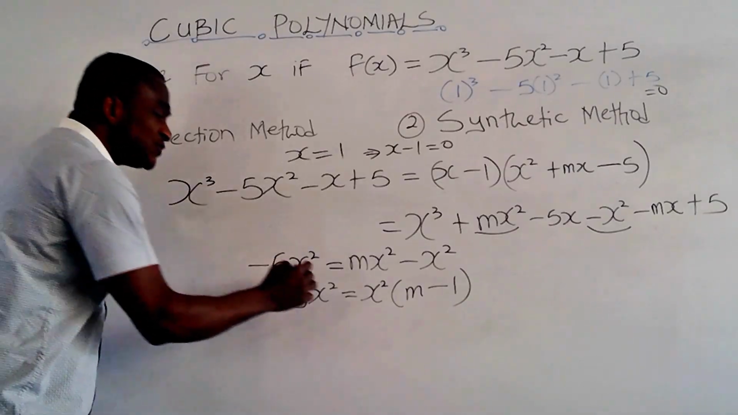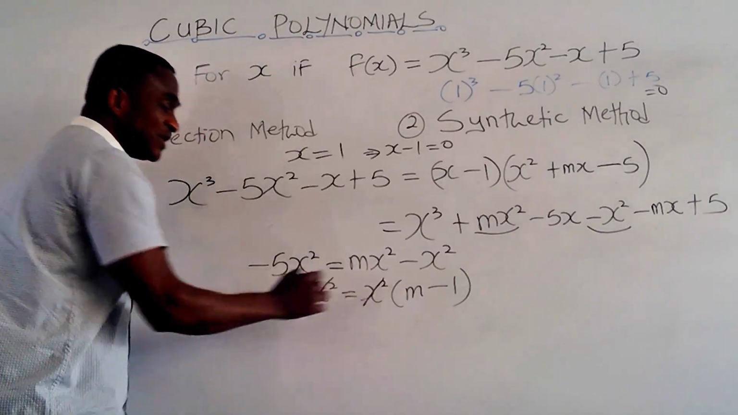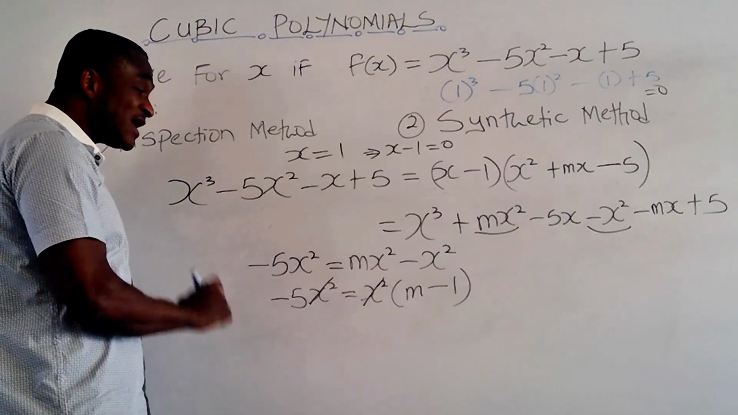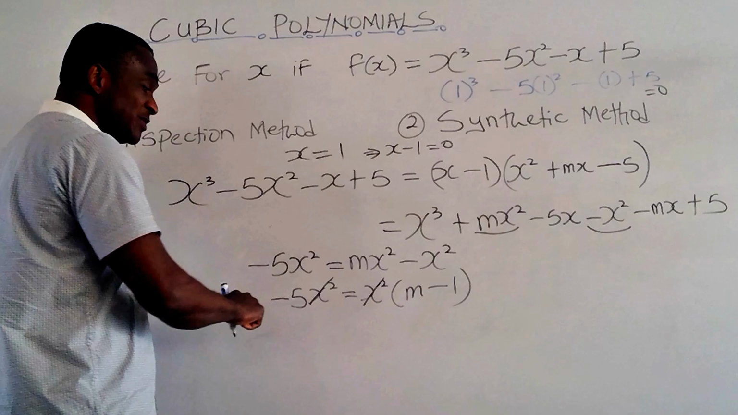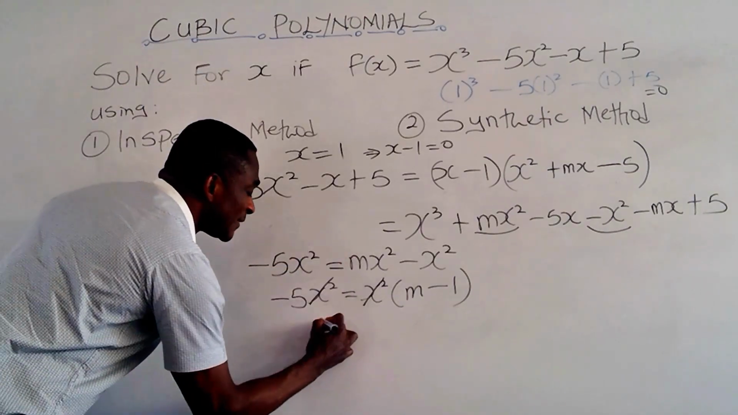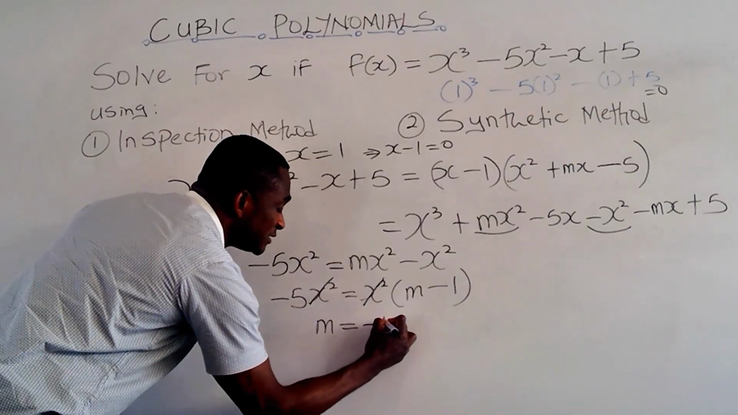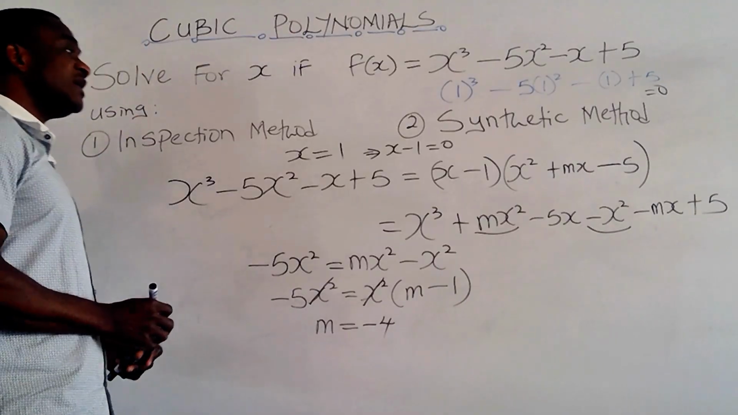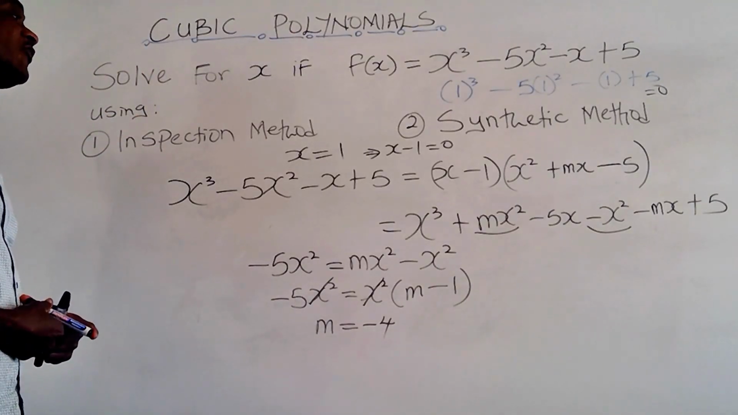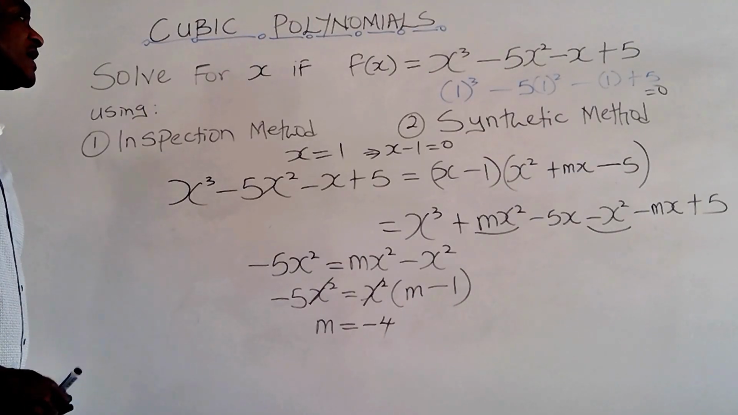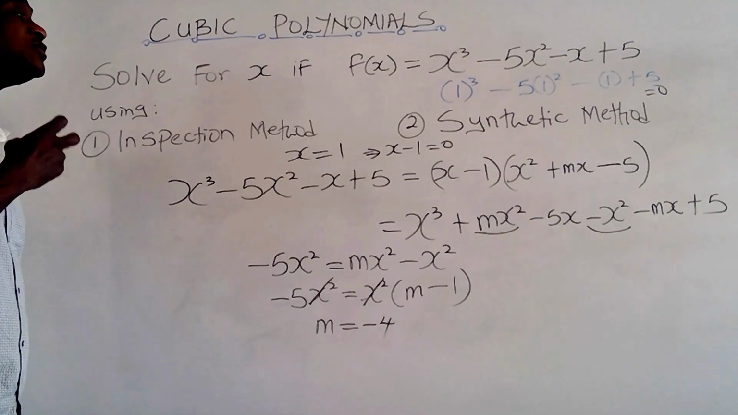Doing this, x squared on this side can cancel out x squared on this side. I have n minus 1 equals 5. If I collect like terms, minus 1 coming over becomes plus 1. n will be minus 5 plus 1, and n will be minus 4. Minus 5 plus 1 gives me minus 4. Now, remember I said we should solve for x.